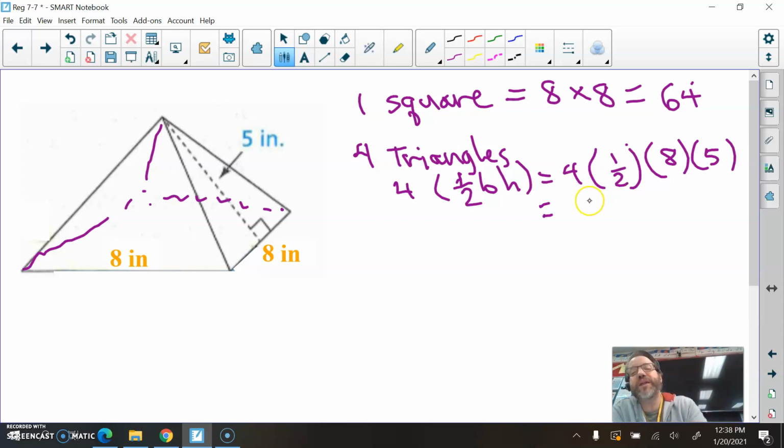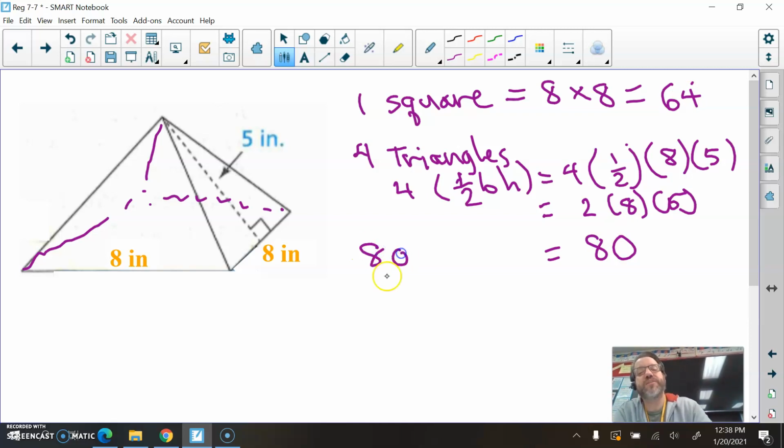You know, 4 times 1/2 is 2. So we really have 2 times 8 times 5. And if you do the math on that, you get 80. So the four triangles together have an area of 80 square inches. The one square has an area of 64 square inches.